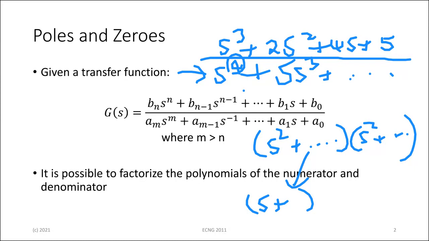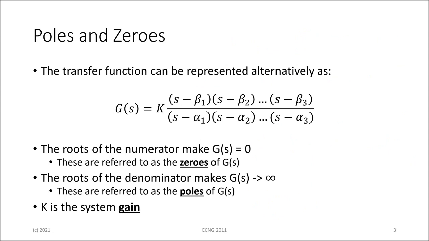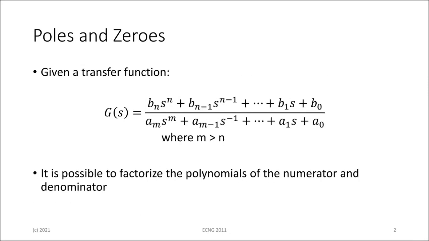So you see how you have s to the n, that is based on the order of the system. On your next slide, you had s minus beta one, beta two. The beta represents the order of the system. No, the beta represents the roots of the system. So look at this.